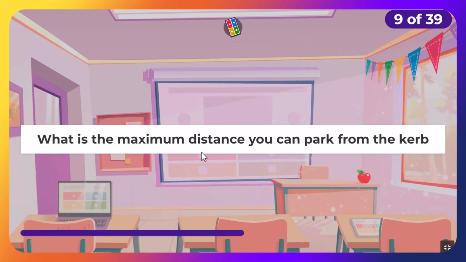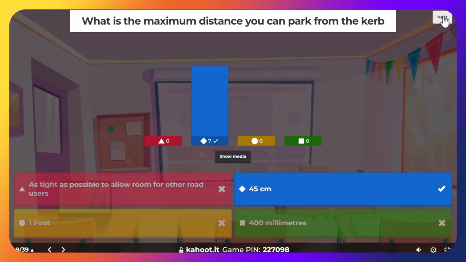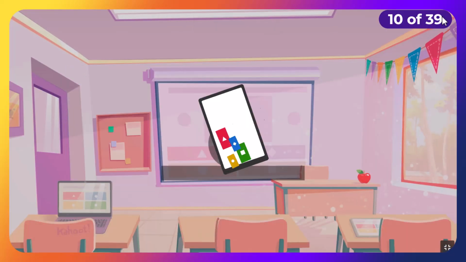What is the maximum distance you can park from the curb? Don't think I told you this. It's centimetres. Remember the UK put the triangle behind their vehicle, but it's in centimetres, not metres. Yes, well done. 45 centimetres from the curb, and the UK put the warning triangle 45 metres behind the vehicle.